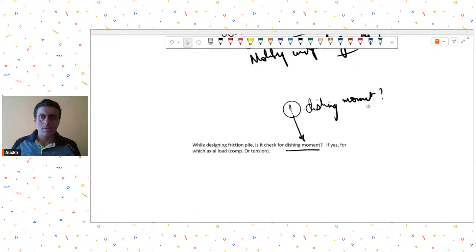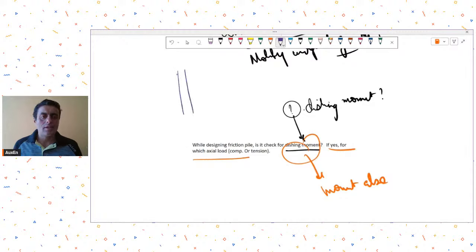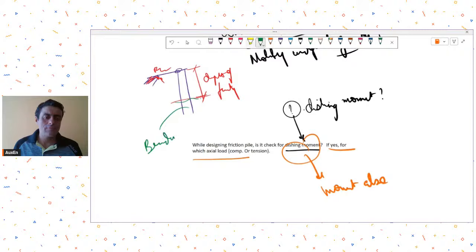All right. So while designing the friction pile, yes, you should check for the moments also, the bending moment also. If yes, for which axial load? No, no. See, for axial load, if this is your pile and this is your NGL level, whatever FFL or NGL it is, first of all you will calculate the depth of fixity. From the depth of fixity calculations, you will be able to calculate the bending moment in the pile for lateral load.